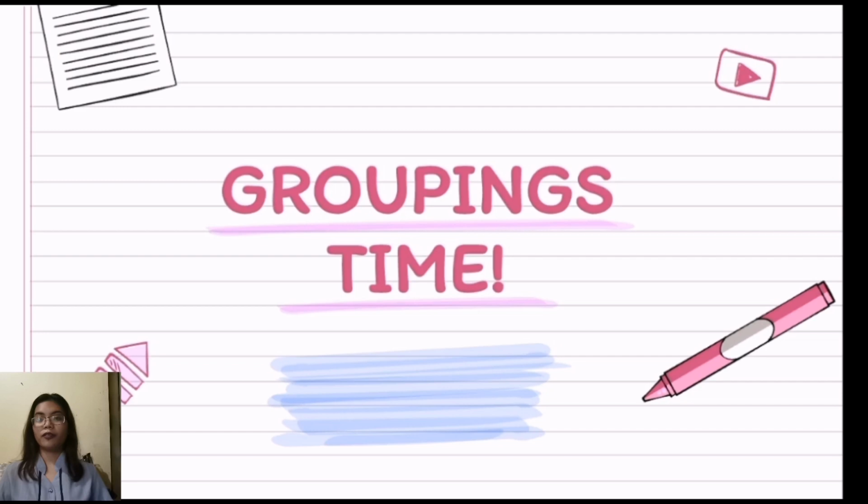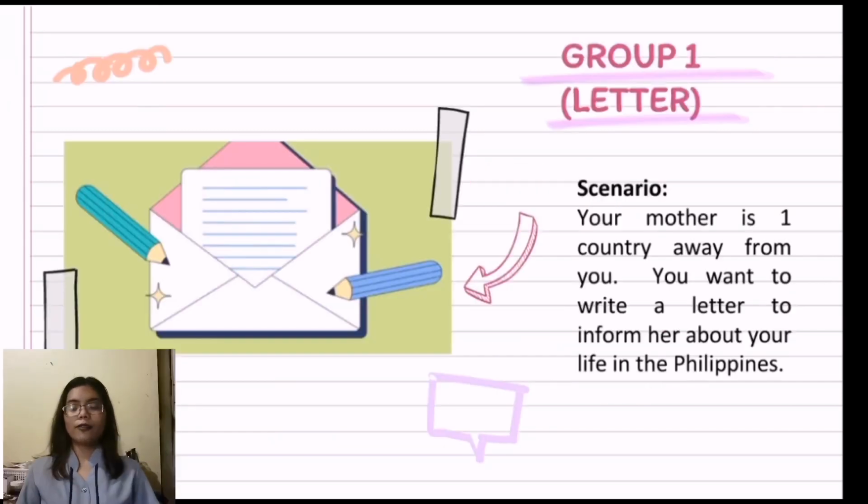I will divide the whole class into 3 groups. For the first group, you will write a letter. For the scenario, your mother is one country away from you. You want to write a letter to inform her about your life in the Philippines, and your point of view here is first person point of view.